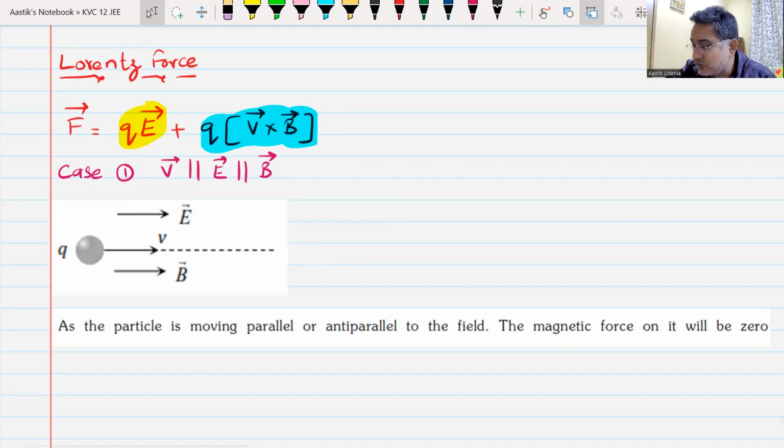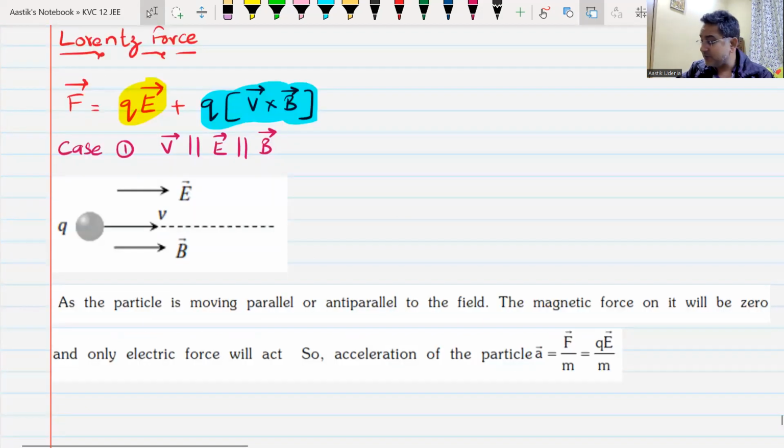Therefore, the magnetic force on it will be zero. Yes or no? Yes, sir. Only the electrostatic or electric force will act on the particle, and because of that, the particle will have acceleration, but that acceleration will also be in the same direction. The particle will move in a straight line. This is straight line accelerated motion.